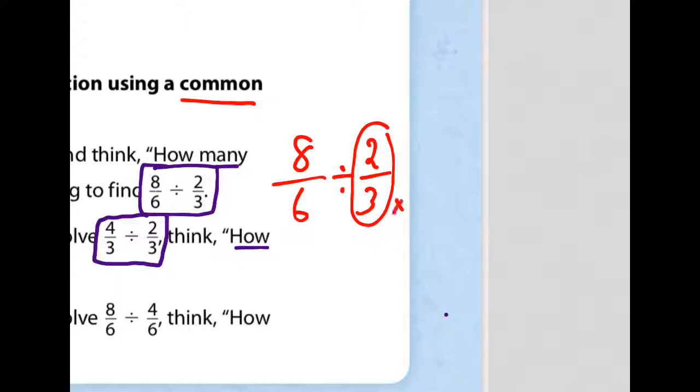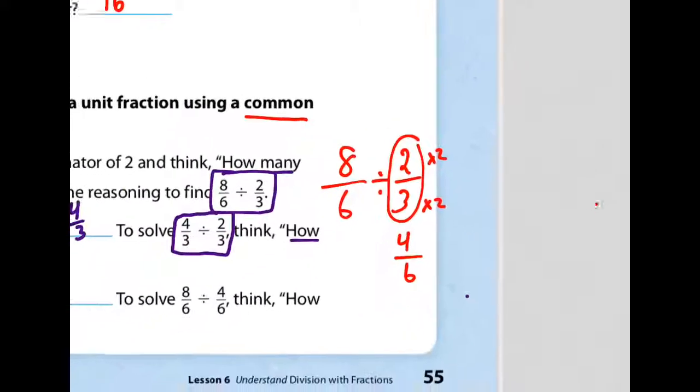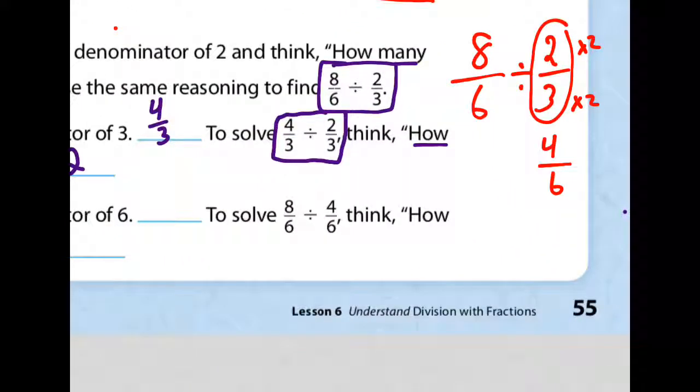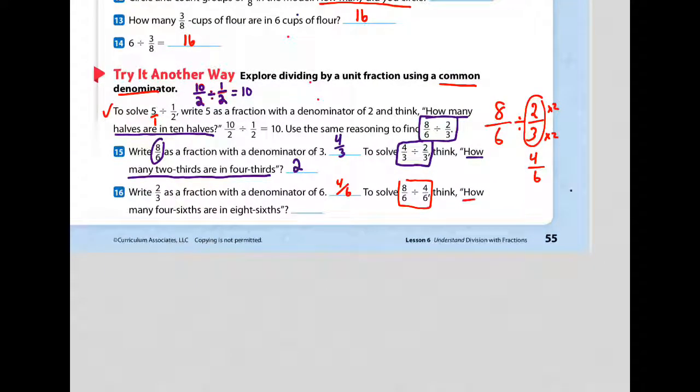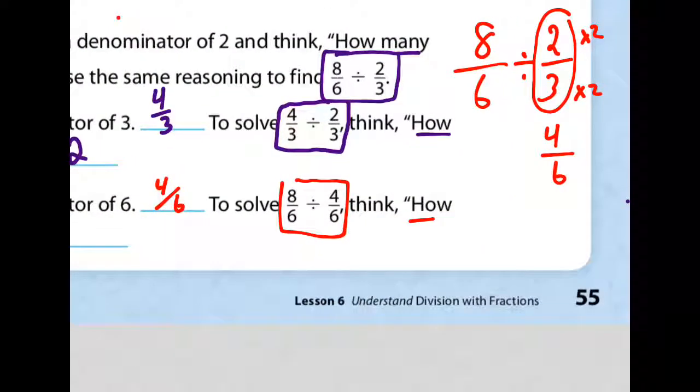Well, to do that, you just double it, right? And you get 4/6. So our new problem is 8/6 divided by 4/6. Now to solve, we've got to write that 4/6 down there. To solve, think, how many 4/6 are in 8/6? So think about that. How many 4/6 are in 8/6?